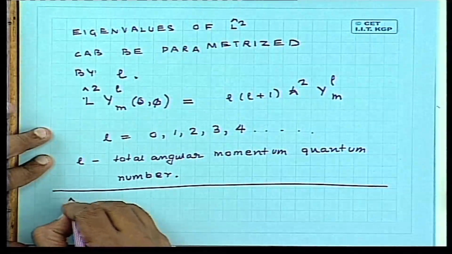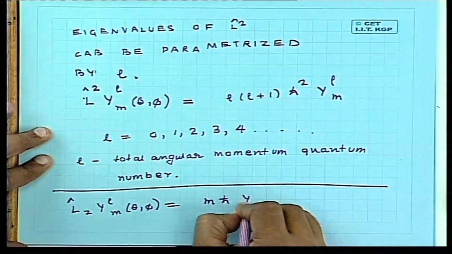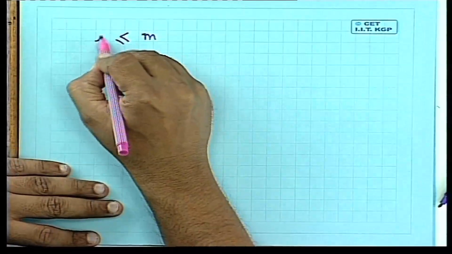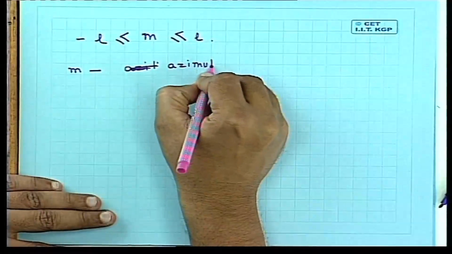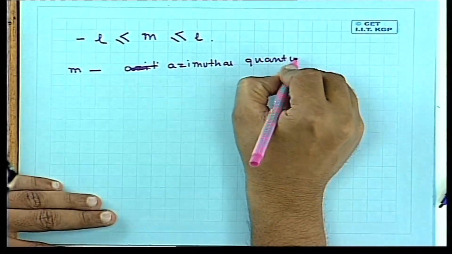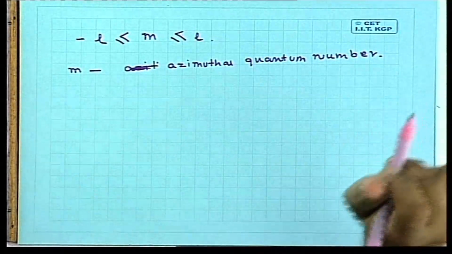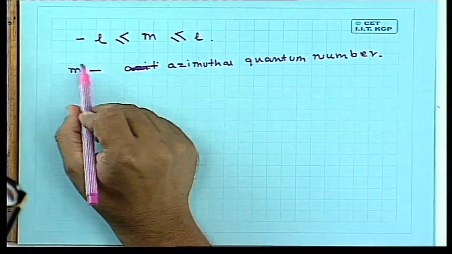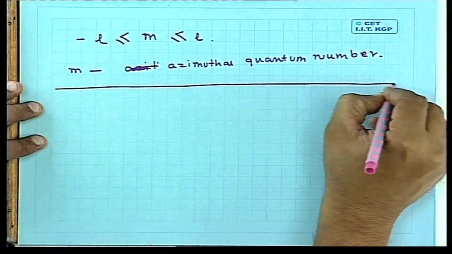The eigenvalues of Lz are m h cross, for Y_L^m, and m can be any integer from minus L to L, and m is called the azimuthal quantum number. We also saw that the expectation value of any component of the angular momentum is conserved. So if this particle is in one eigenstate with a particular value of m, it remains in that eigenstate in a spherical potential. So this is also conserved.